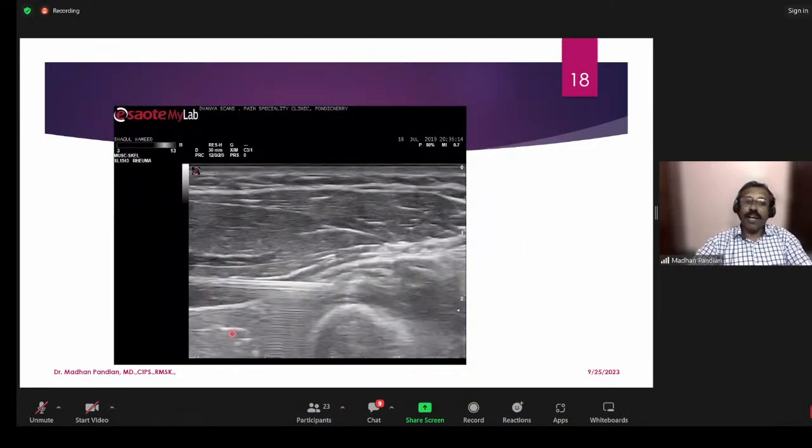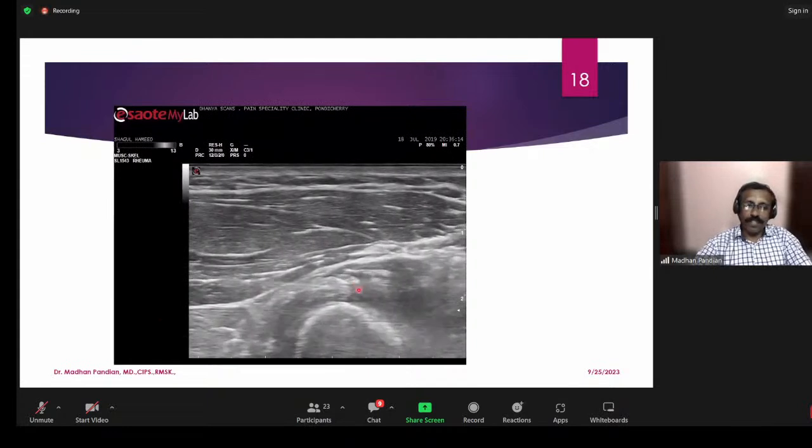Again, for all practical purposes, for any entrapment syndrome, you should always do a hydrodissection. Never do any pulsed RF or any radiofrequency ablations. That is not indicated at all, because entrapment syndromes are to be hydrodissected.